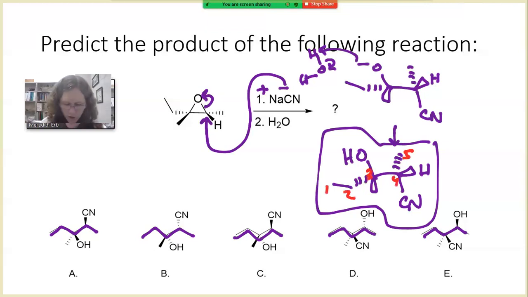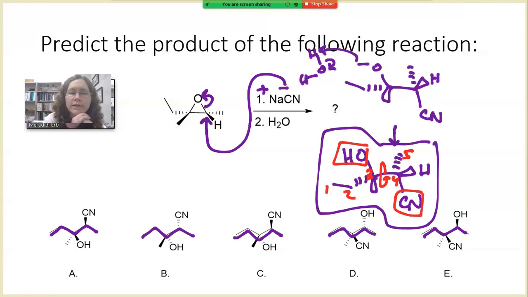So those are the 5 carbons that we need to get all in the same plane, right? So in order to do that, we're going to have to rotate this bond, right? One thing that you might be tempted to do is to skip this step. You might think, okay, I know the hydroxyl group and the cyanide group have to be anti.